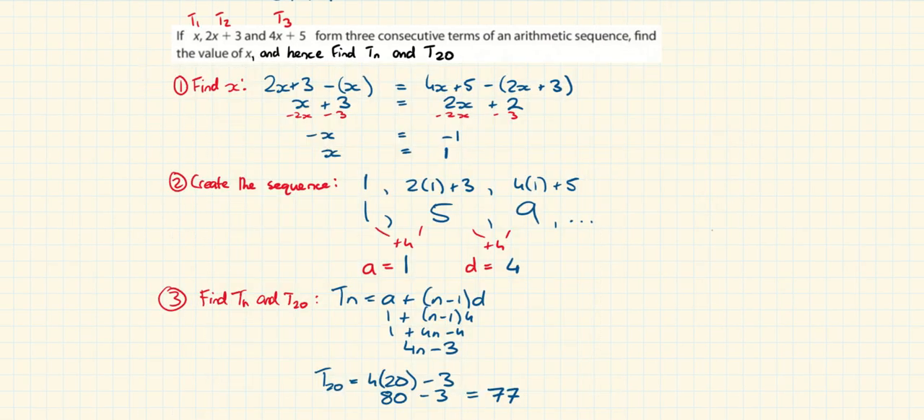So find x first, so let them equal to each other. Create the sequence, so find x, create the sequence, and then get Tn and T20. Okay, that'll do for this one.